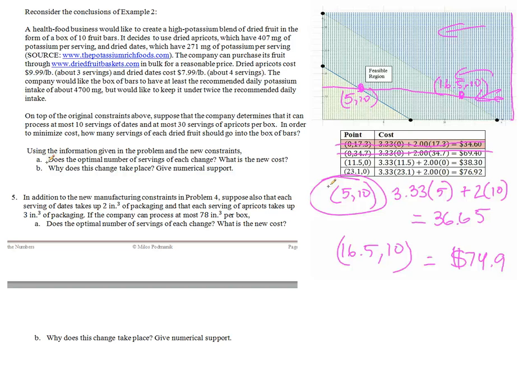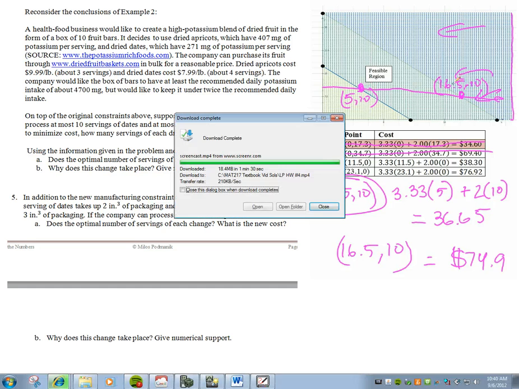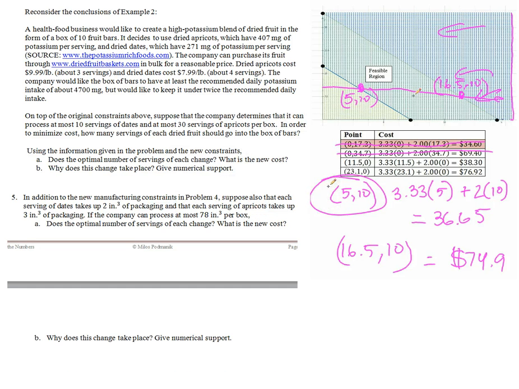In the continuation of the previous problem, we now want to add one more constraint. Our feasible region has already been reduced to 2 points. The 2 points that we have here may be affected by this new constraint that we're going to add, which is, suppose also that each serving of dates takes up 2 cubic inches of packaging and that each serving of apricots takes up 3 cubic inches of packaging.